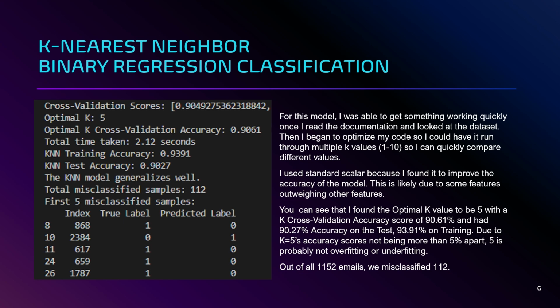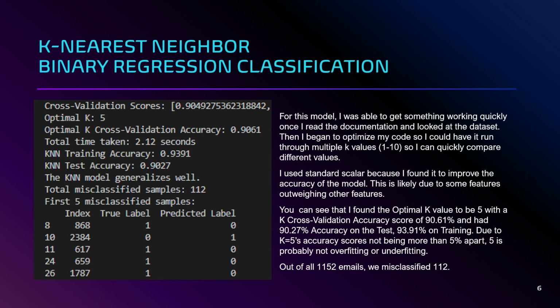You can see that I found the optimal k value to be 5 for KNN. Cross-fold was 90.61, test was 90.27, and training was 93.91. They weren't more than 5% apart, though, so I would not say it's overfitting or underfitting at 5.